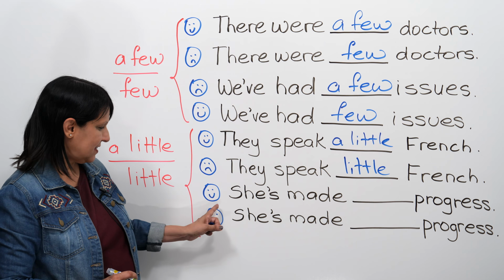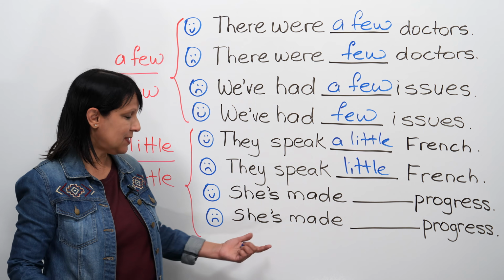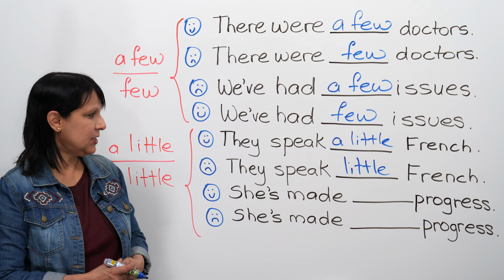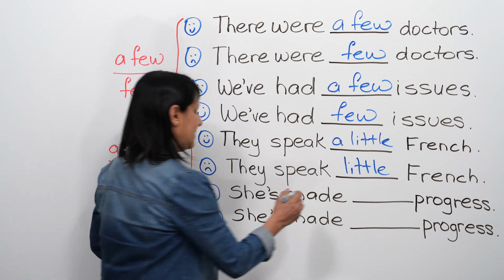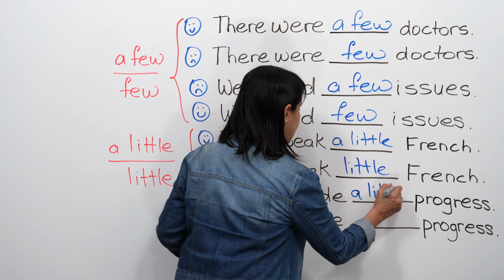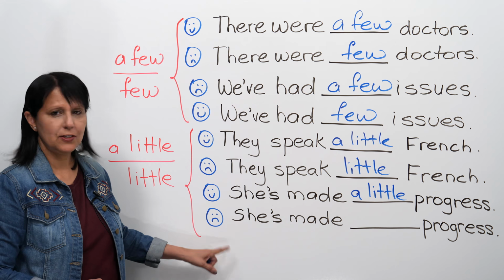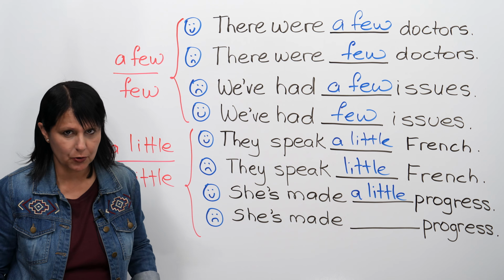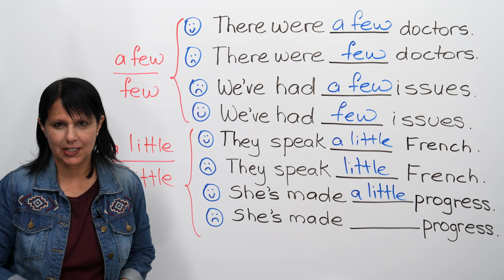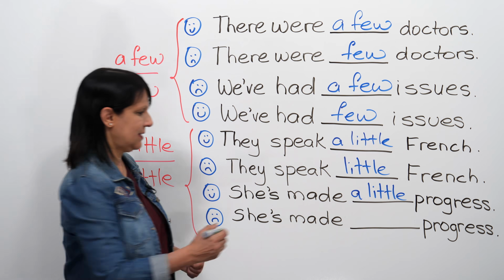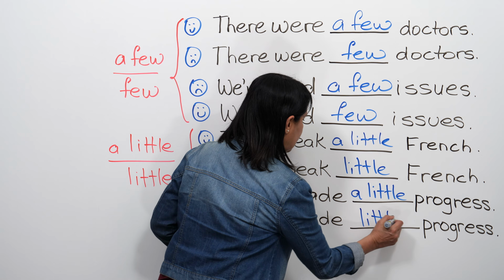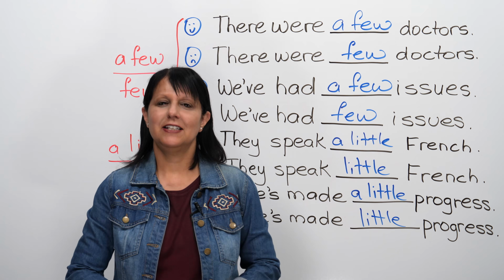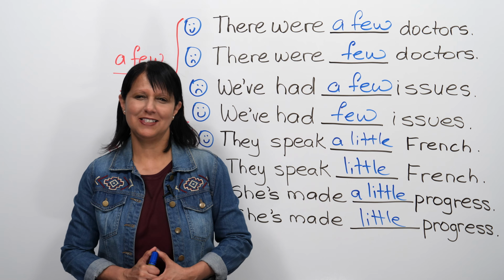Next. This is a good thing. Fortunately, she's made blank progress. This is good. Fortunately, she's made a little progress. Okay? And the last one, which is a negative, unfortunately, we want to say here she hasn't made enough progress. So we say, unfortunately, she's made little progress, right? Little progress. Okay? What is progress?